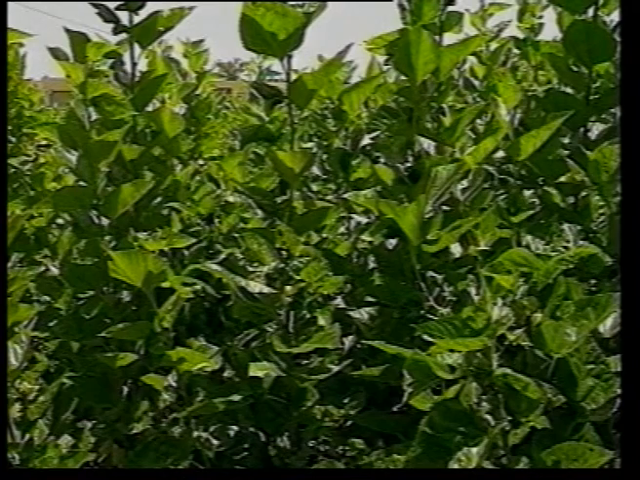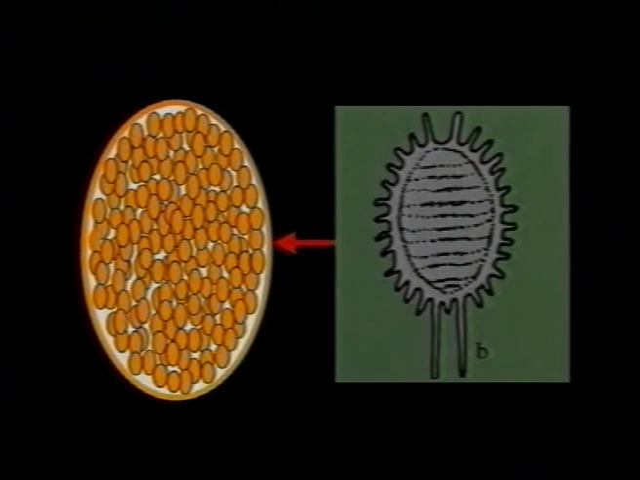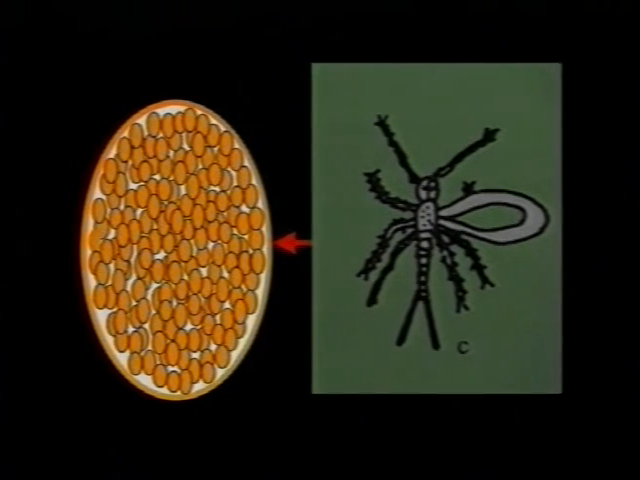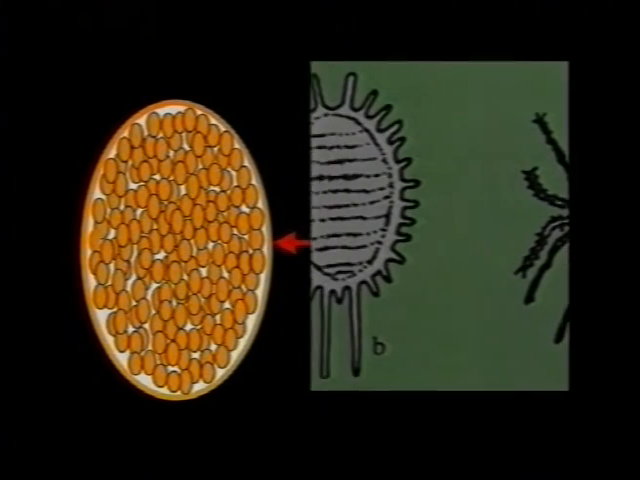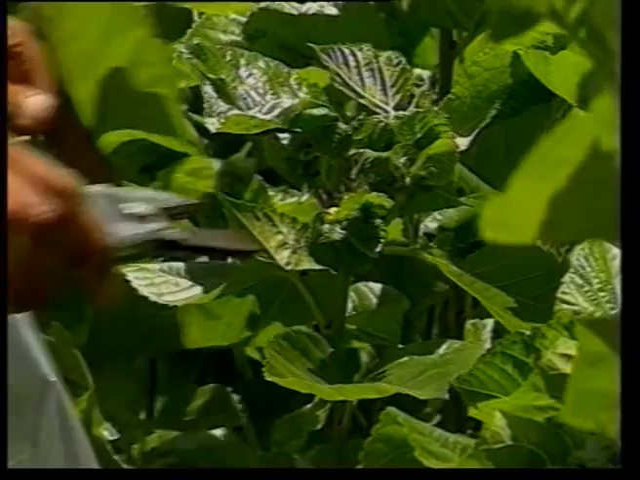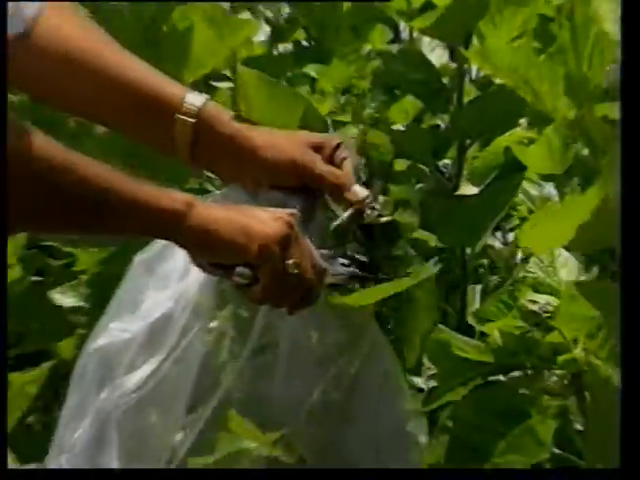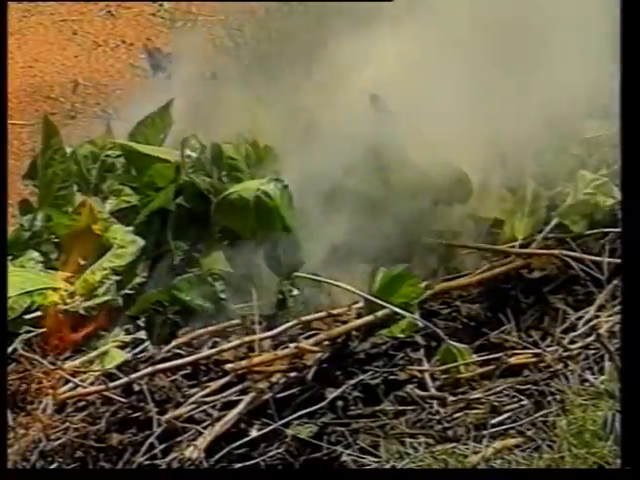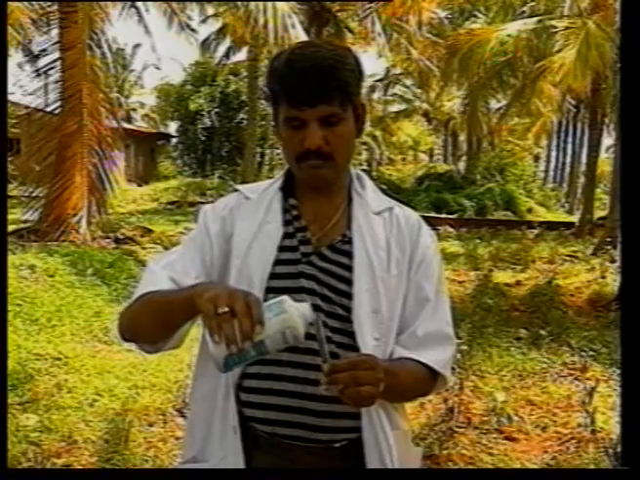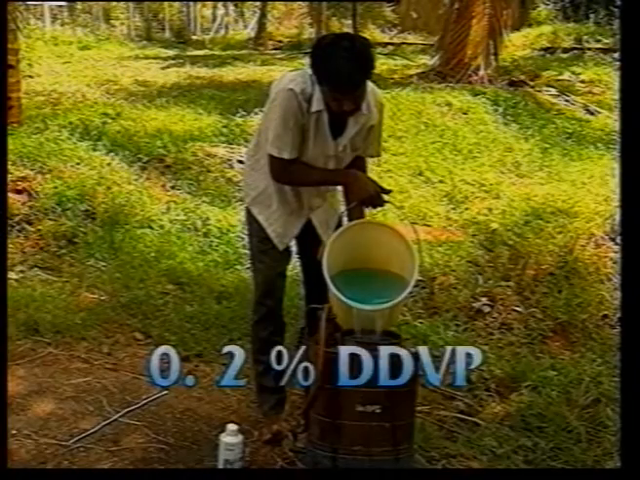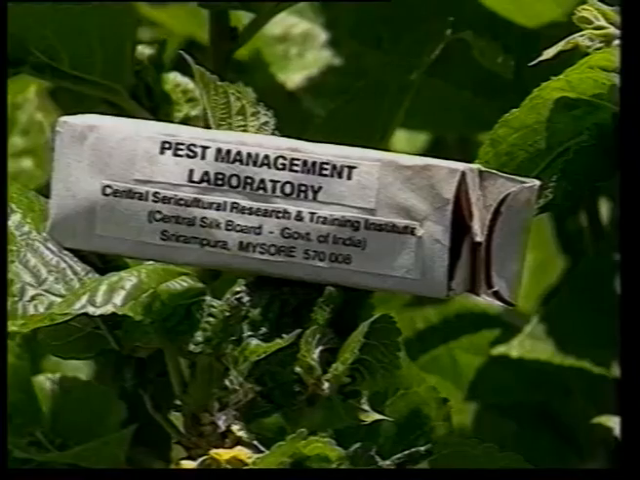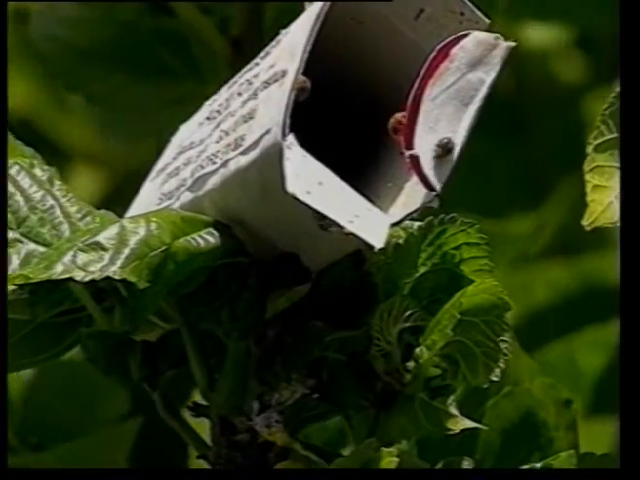On an average, about 300 eggs are laid by a single female. The males have 4 nymphal instars while the females have 3. Life cycle is completed in about 25 days. Integrated management comprising clipping and burning of tukra affected shoots, spraying of 0.2% DDVP prepared in 0.5% soap solution, and release of ladybird beetle is effective against tukra in mulberry.